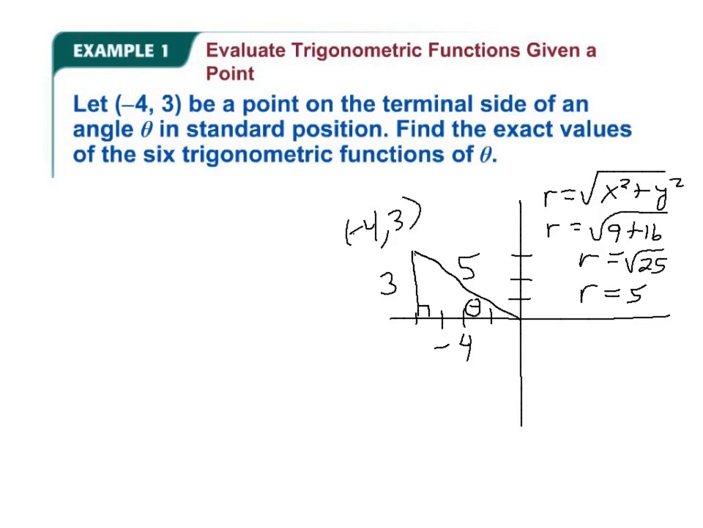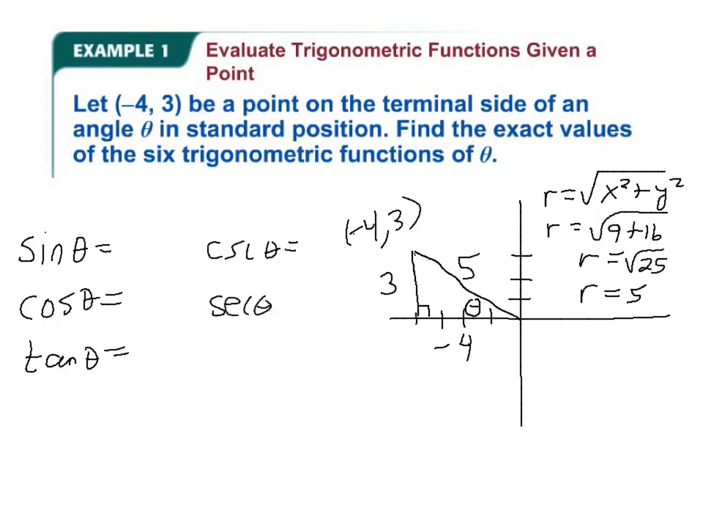So just do your good old SOHCAHTOA. So sine of theta, cosine of theta, tangent of theta. And then let's do our reciprocals: cosecant of theta, secant of theta, and cotangent of theta.